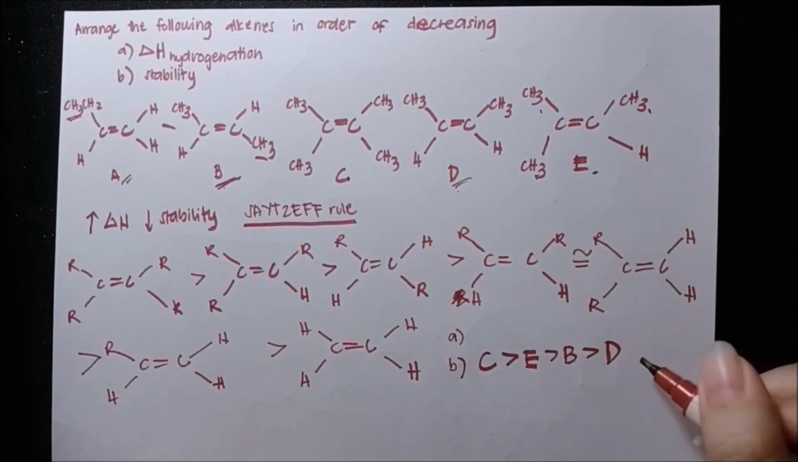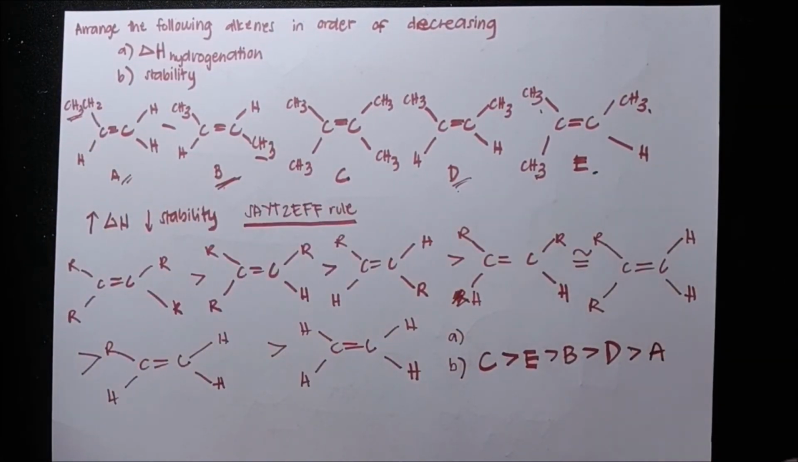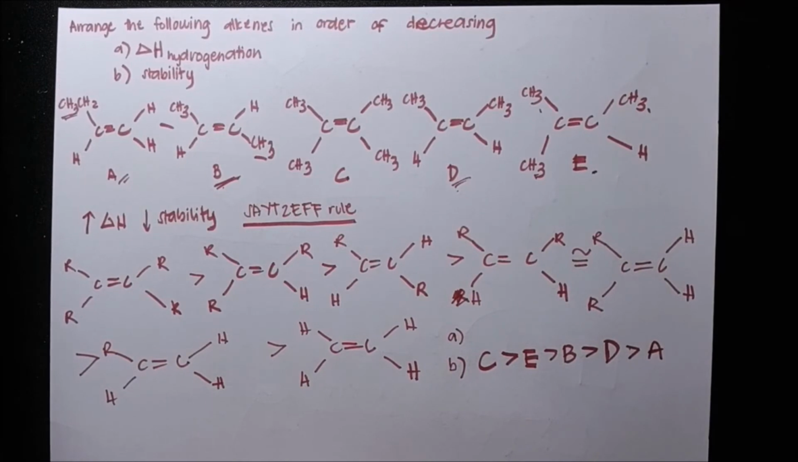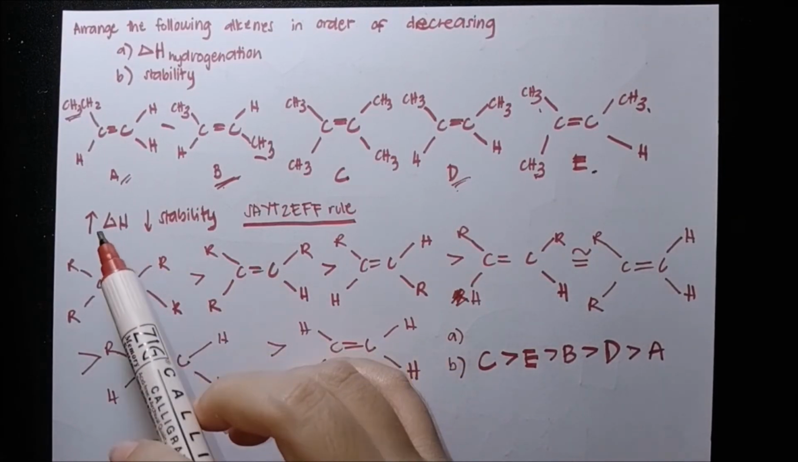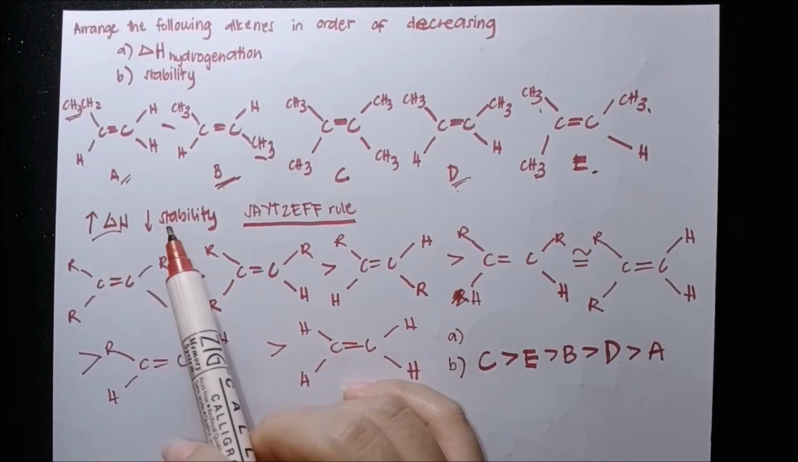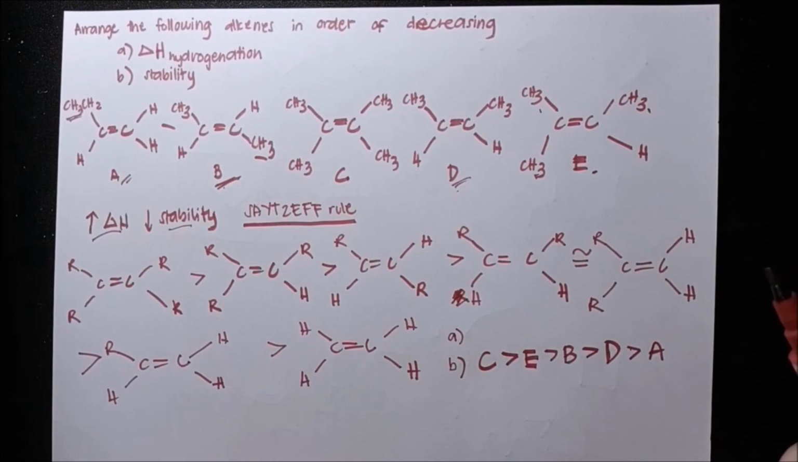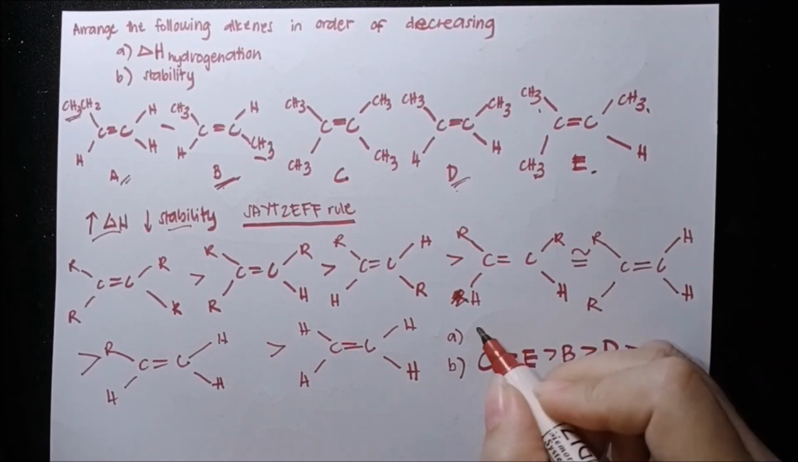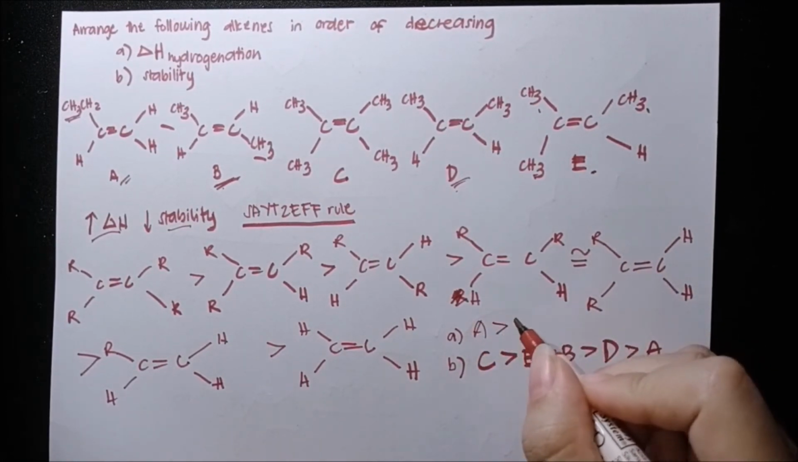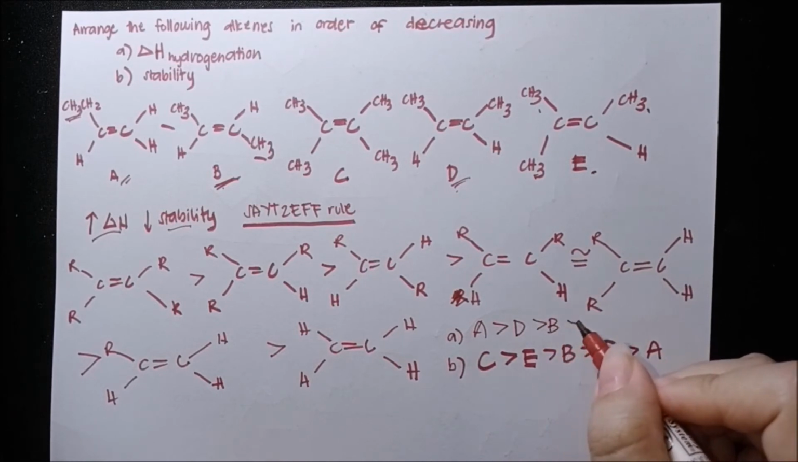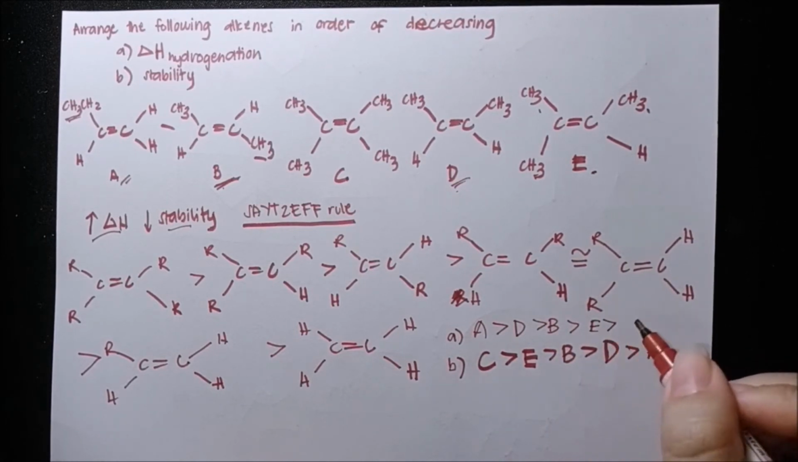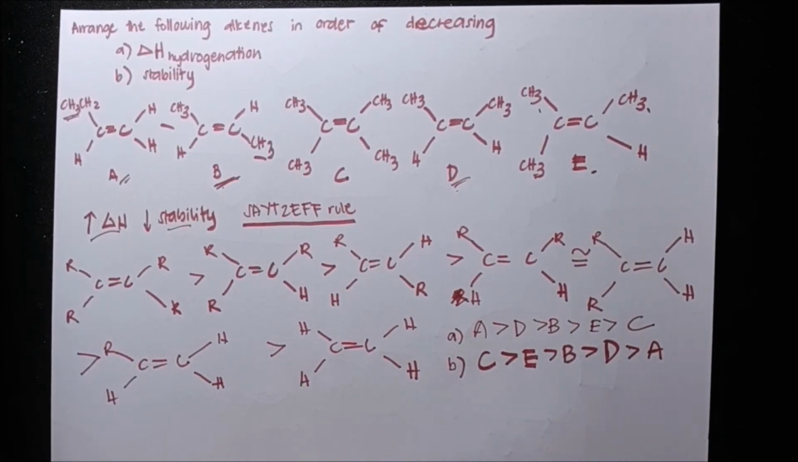Now, in answering letter A, order of decreasing heat of hydrogenation, we can just invert the order in our answer here in letter B. Because we recall that as heat of hydrogenation increases, stability decreases. So, it is really just the reverse. So, for A, we have A, D, B, E, C as our decreasing order.